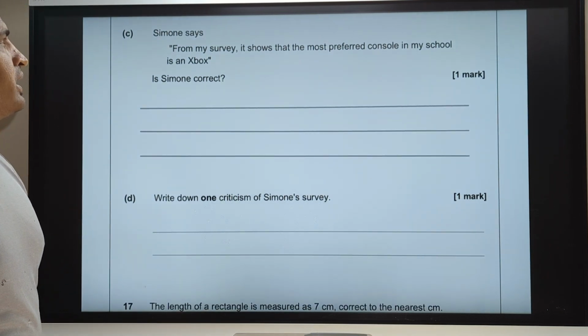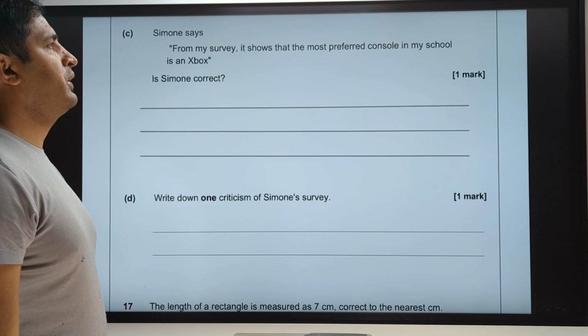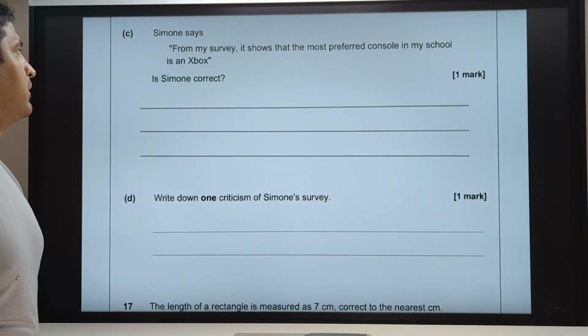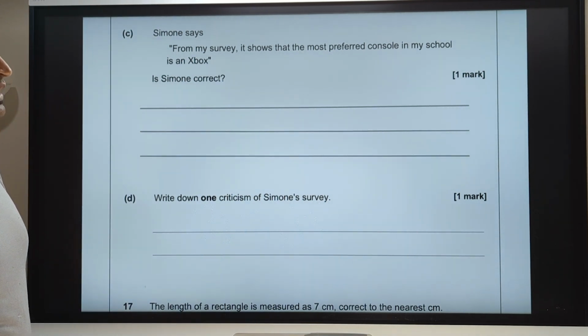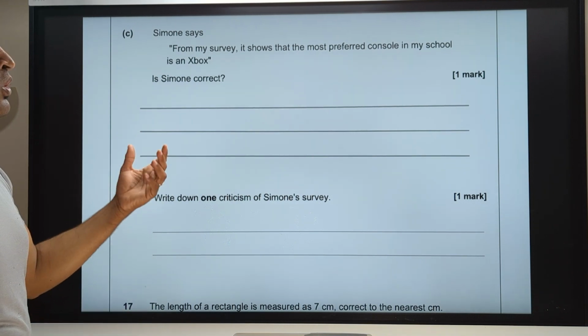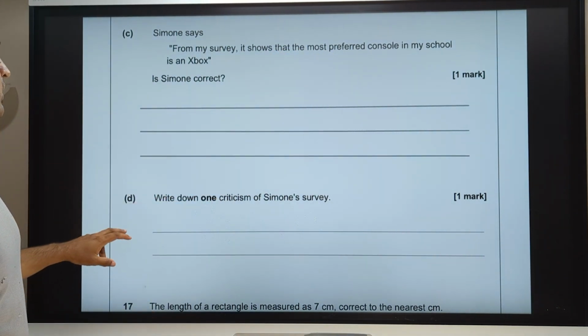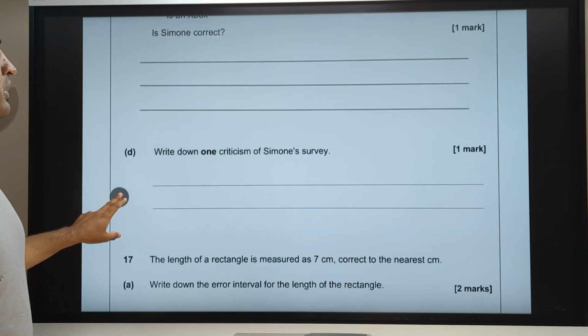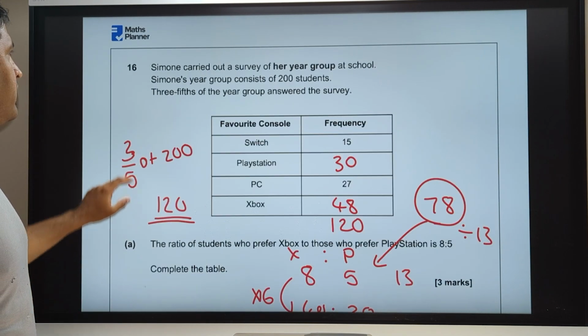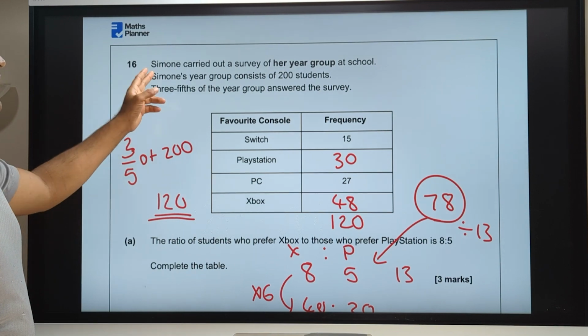Simone says, from my survey, it shows that the most preferred console in my school is Xbox. Is Simone correct? Yes, because that's the highest probability. Most common, most preferred console is Xbox. Okay. Write down one criticism of Simone's survey. Okay, so let's look at it.